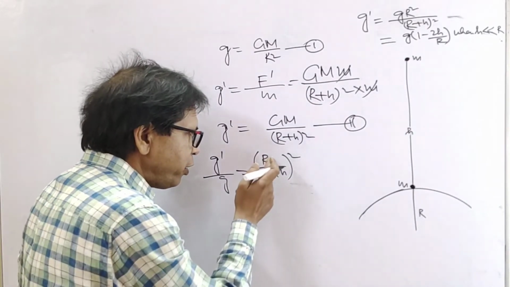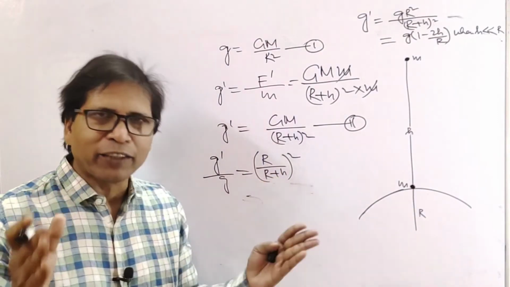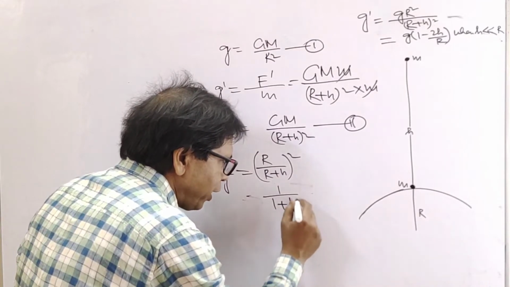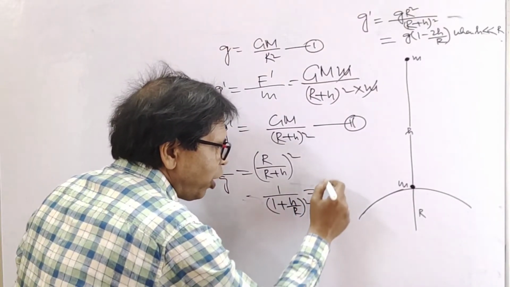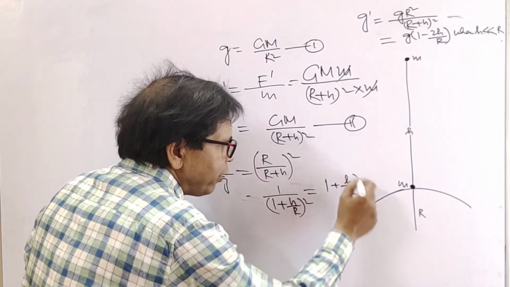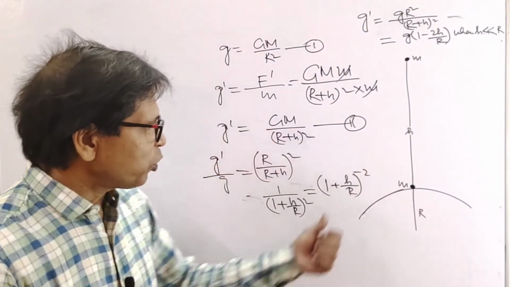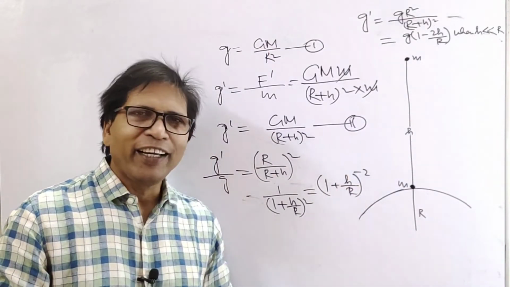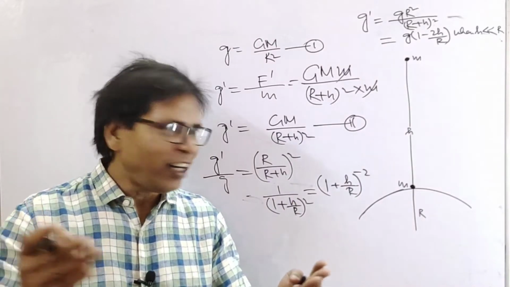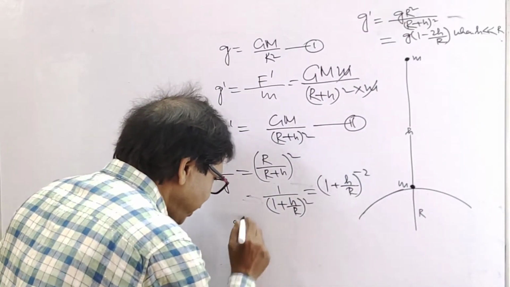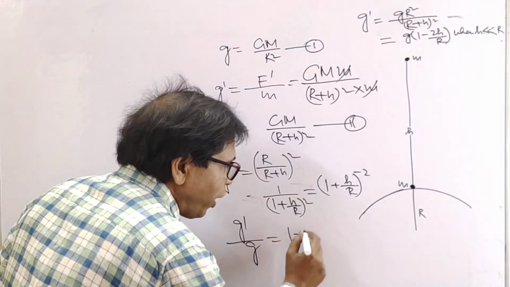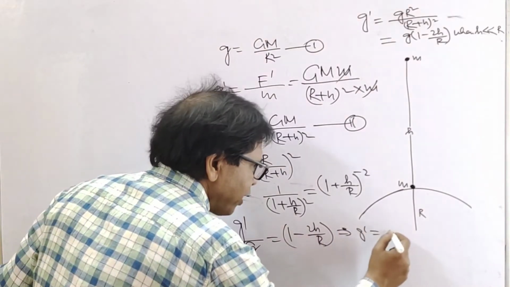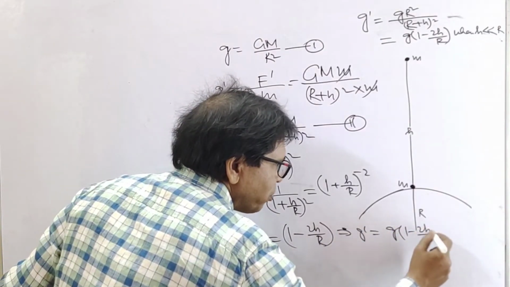Now if we divide numerator and denominator by R squared, we get 1 divided by (1 plus h by R) whole squared. So this is (1 plus h by R) to the power minus 2. If h is very much less than R, then h by R is very much less than 1. In this condition, g' by g equals 1 minus 2h by R. So g' equals g into (1 minus 2h by R).